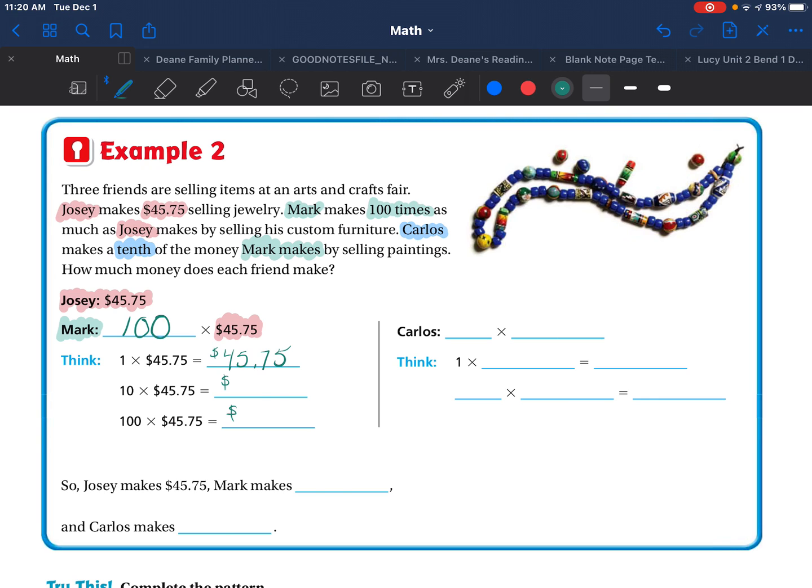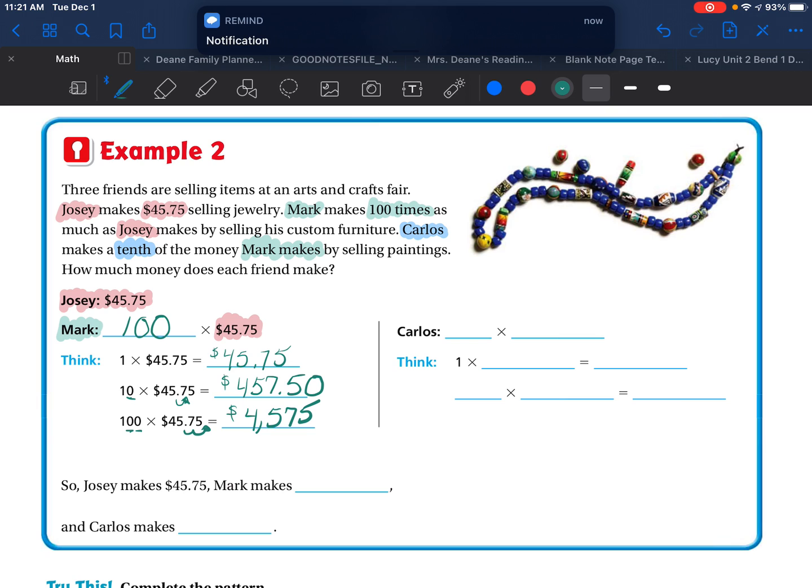All right, times 10, that means it's increasing, so I'm going to go to the right 1 place because I have 1 zero. So $457.5, which in money, we always want 2 places after the decimal like that. And then times 100, that's 2 places, so 1, 2, and that would be $4,575.